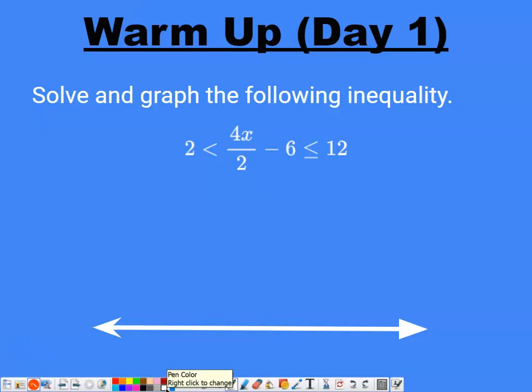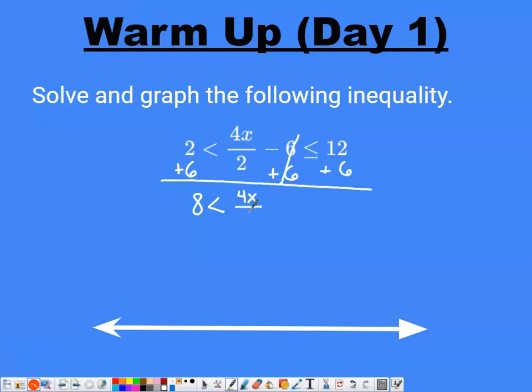So the first step that I'm going to do is we need to undo this minus 6. So we're going to go ahead and add 6 to the left, the center, and the right. Make sure that you write your equivalent inequalities as you go. Okay, 2 plus 6 is 8, less than 4x over 2, less than or equal to 18.